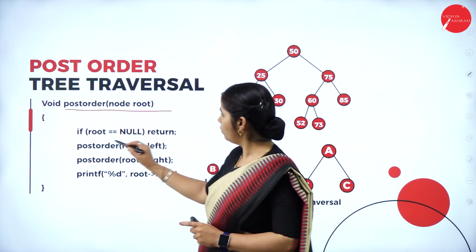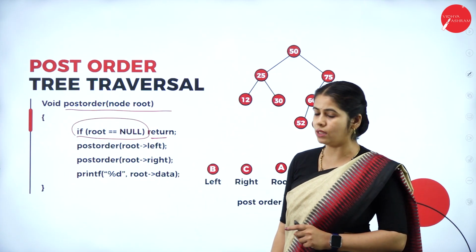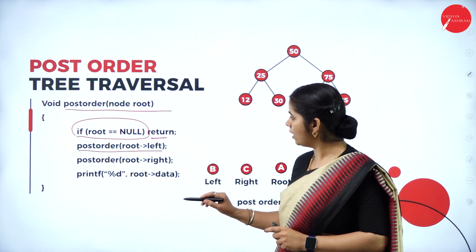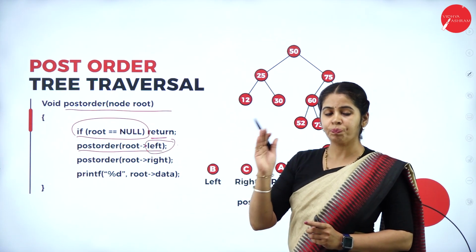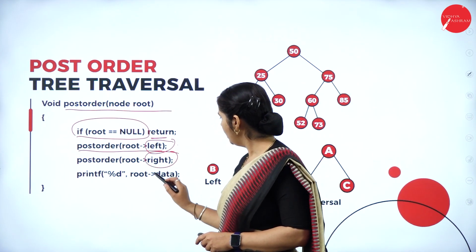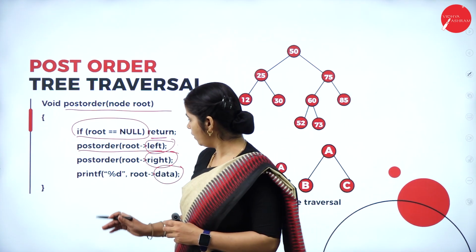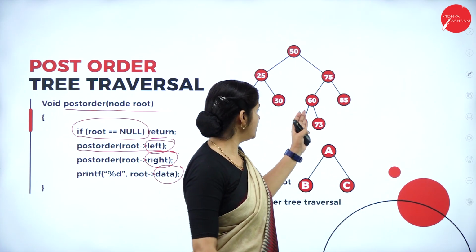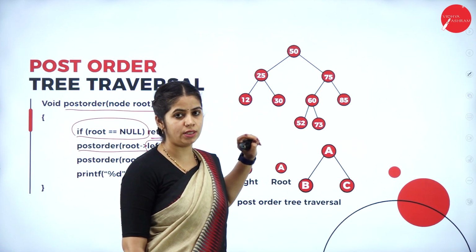Again, the same condition what we have. If root is equal to null, return by saying that there are no elements in the tree. If it is not, what we have to do first? We have to first check with the left node of the tree, and then the right node of the tree, and then print the data. We have to traverse with the left, right, and then the data. So coming to the example, how can we represent this particular example in the post-order sequence?